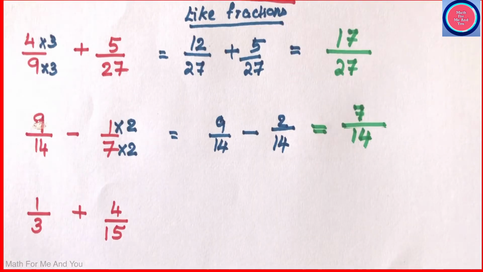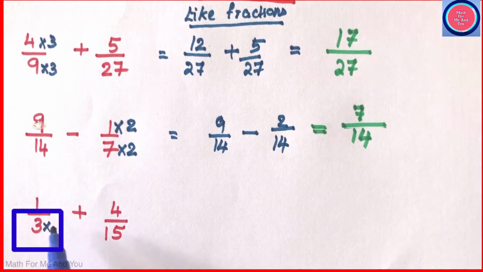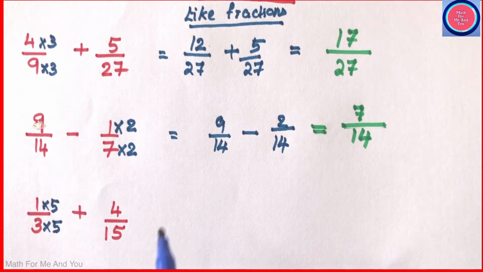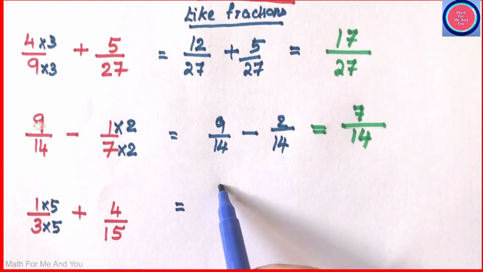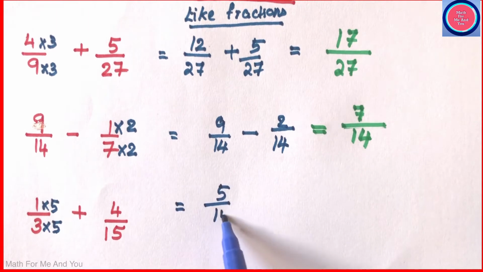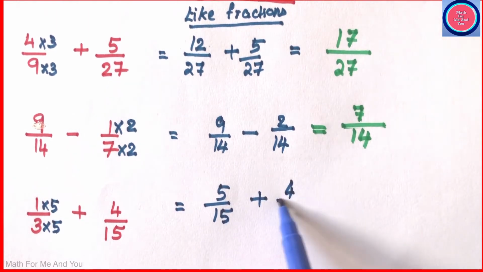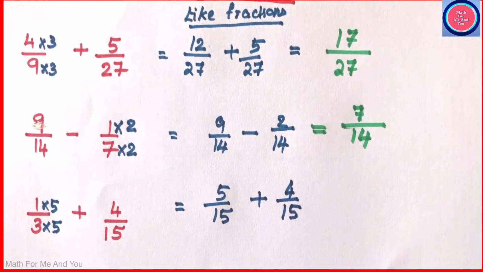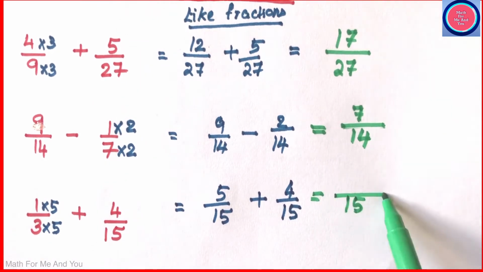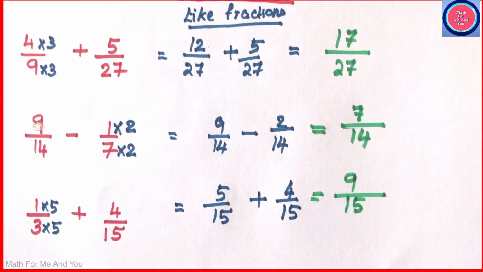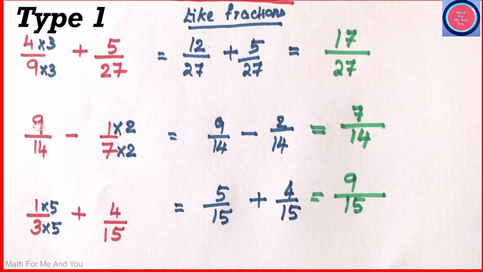One more question. 1 over 3 plus 4 over 15. Yes, the small number 3 we can change to 15. How can we change? 3 times 5. So the numerator also multiply with 5. 1 times 5 is 5 over 15. Plus the second fraction, write the same as it is, 4 over 15. Like fractions, now these two become. Can you do the total? Yes. We write the denominator the same, 15. What about the numerator? 5 plus 4, 9.